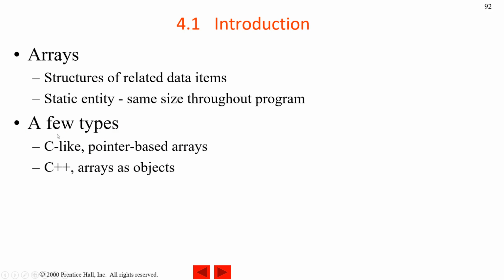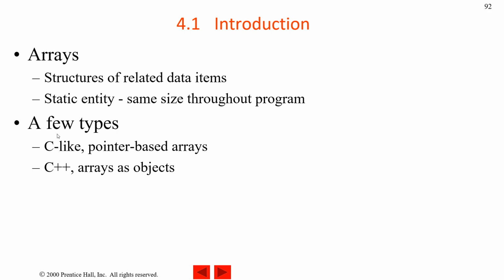So let's start with what is an array. An array or arrays in general are structures of related data items. It means that if I want to store something, they must be related. Either they are all integers, they are all strings, they are all characters, they are all booleans, they are all float, they are all double, anything but of the same data type. So that is the first thing.